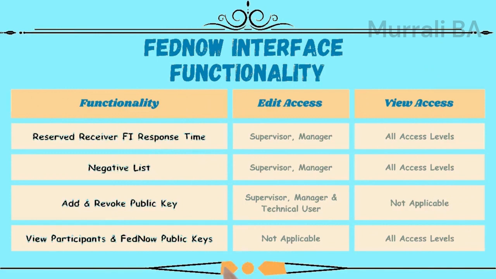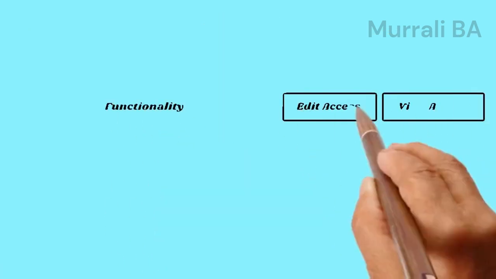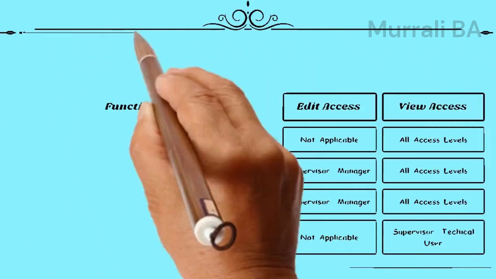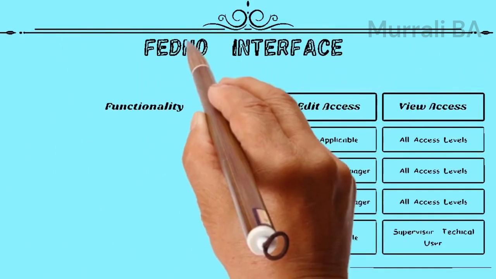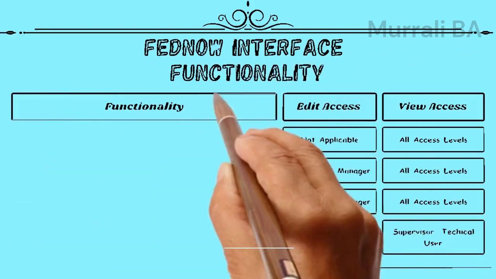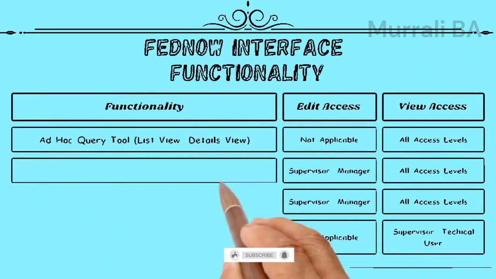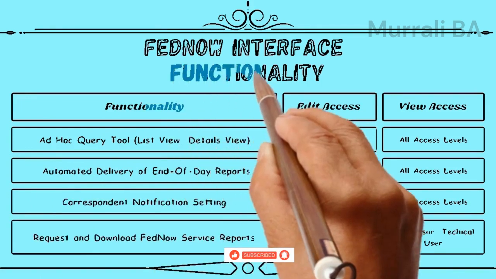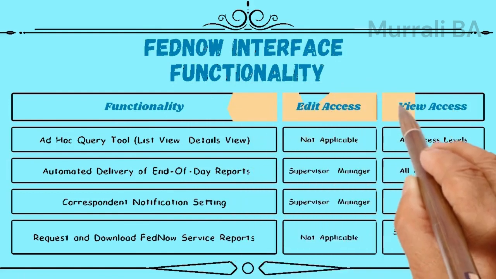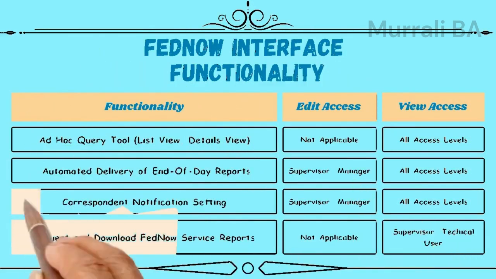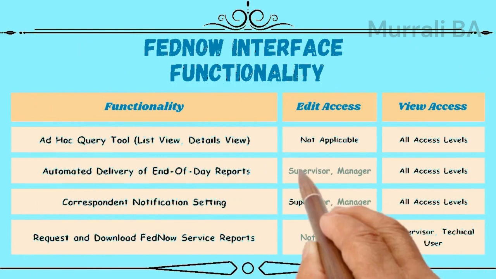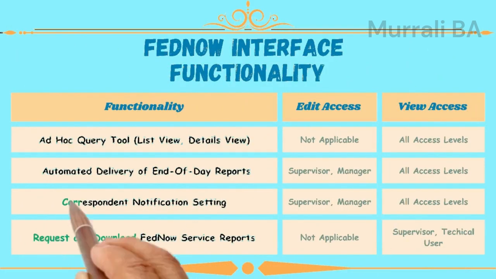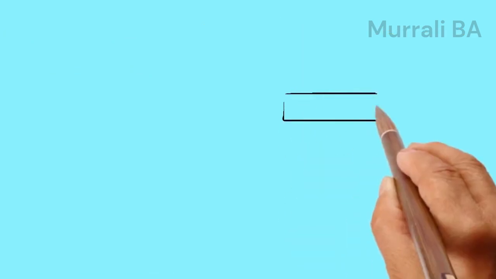The next one is the ad hoc query tool, either list view or detailed view. This is again not applicable for edit access, but it can be viewed by all the users. Automated delivery of end of the day reports and correspondent notification setting. These two can be edited by supervisor and manager, and all other users can view it. And request and download FedNow service reports. Once again, this is not edited by any of the bank's users, but it can be viewed by supervisor or the technical user.